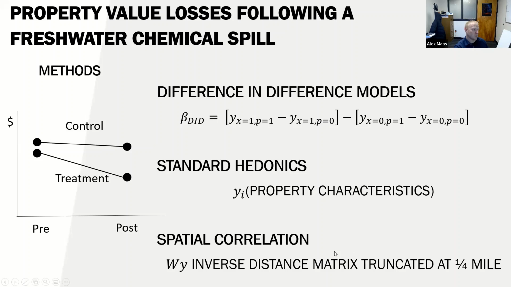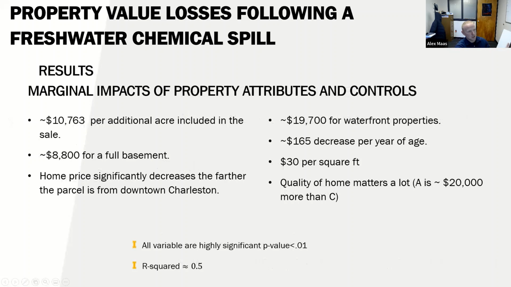We also account for spatial correlation. We all know that neighborhoods have their own attributes that might make them better or worse. So we sort of account for those using spatial correlation, which I'm going to largely ignore. For the rest of this talk, we do get marginal impacts, about 10,700 per additional acre in the area.